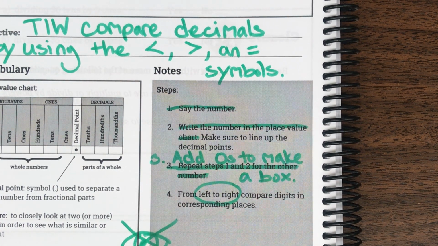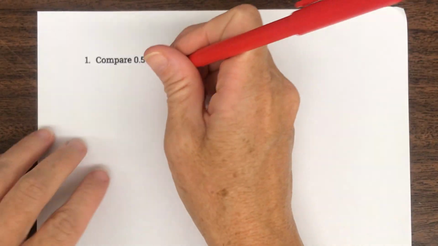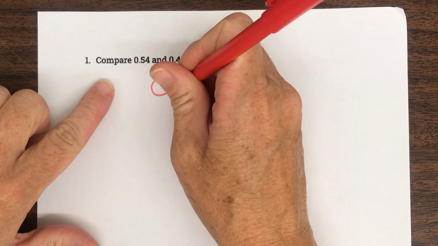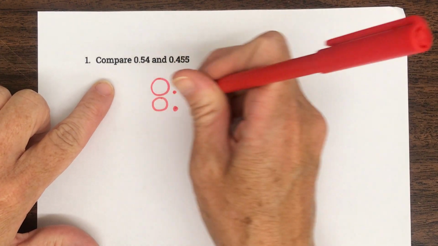All right, so here's my first one, and you'll notice I didn't even put the place value chart on it because I'm not going to use it. So if my first step says make sure to line up the decimal points. Ready? So I'm going to write my numbers, and I'm going to line up my decimal point.